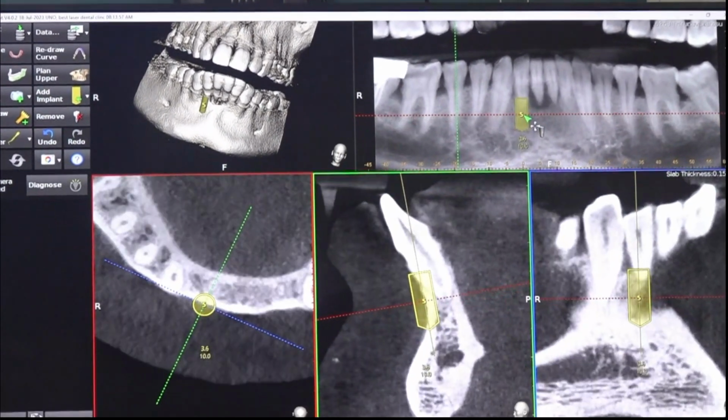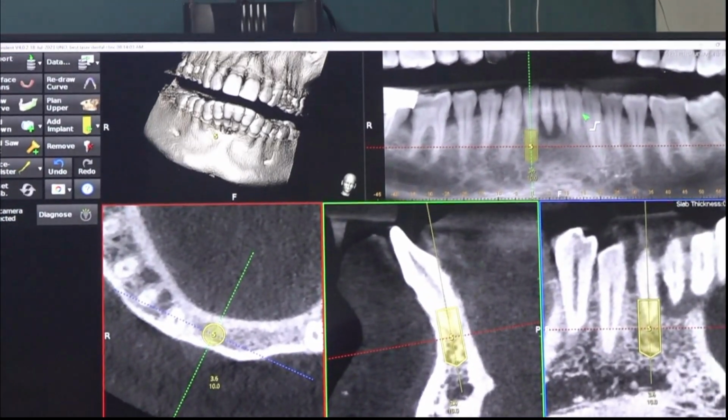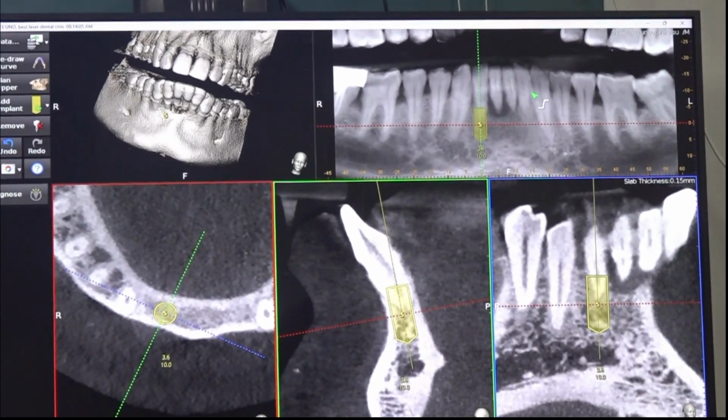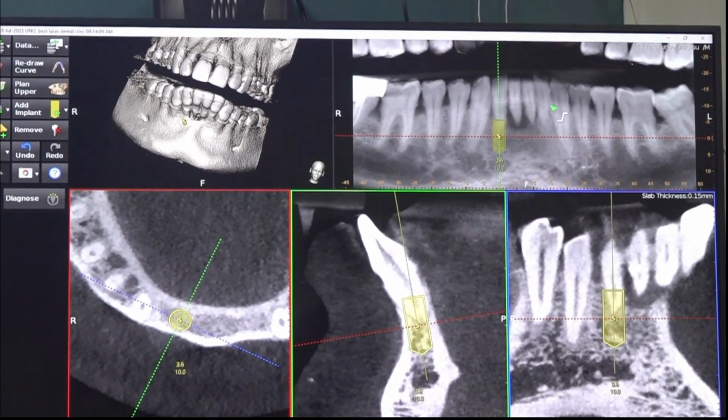So the basal diameter is always 3.6. The length is almost always between 14 and 17. Very rarely it is maybe 20. That's it.